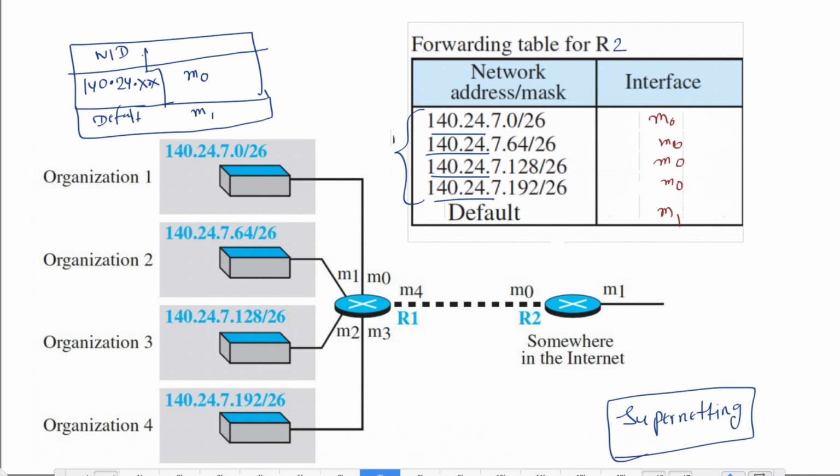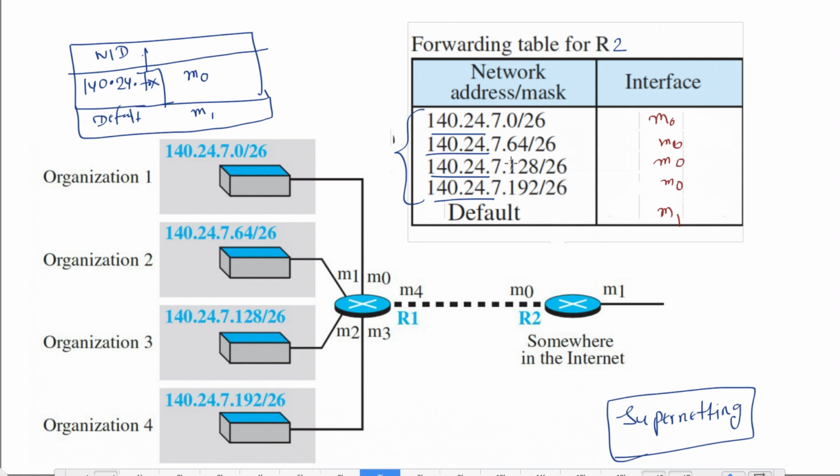Obviously I can be more precise. I can say if the network ID is 140.24.7.something, then go to M0, right? Can I be more precise? By just looking at it, I'm not 100% sure if I can be more precise, but I need to look at it more closely.